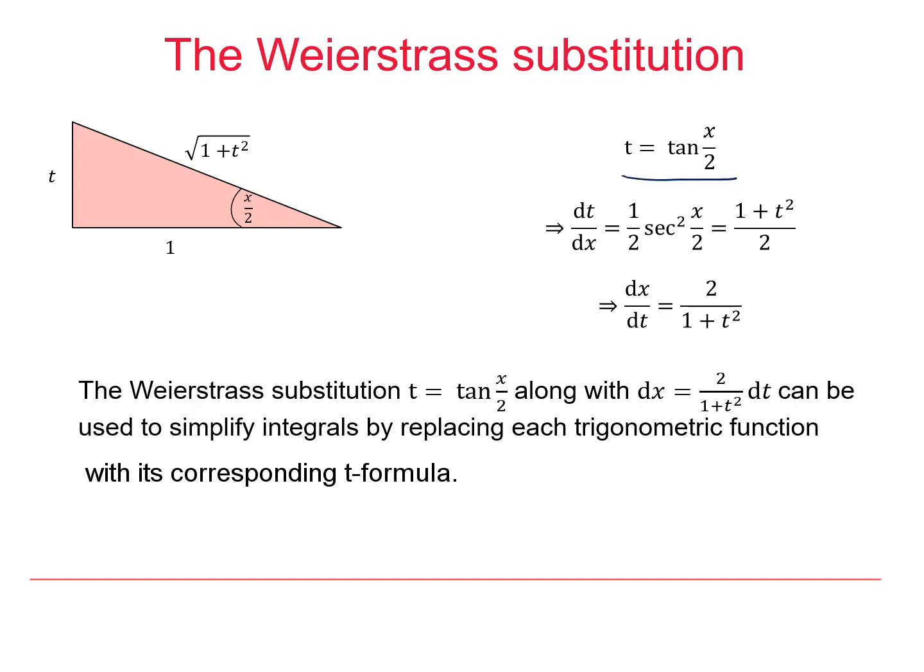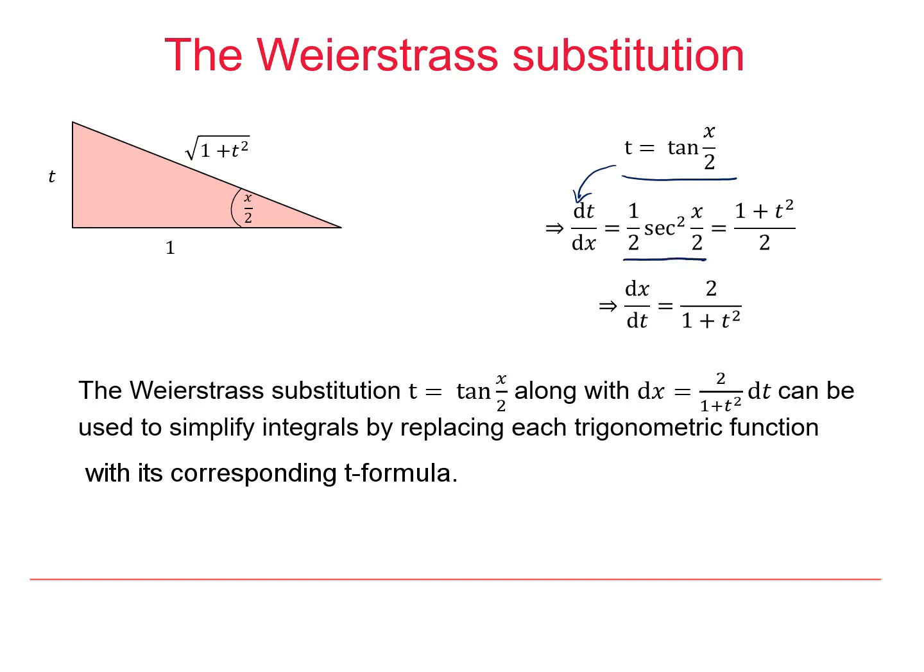over 2. So if we're transforming for integration, we need to work out a value for dx so that we can substitute a value of dt and some other function of t in to replace dx. So to get dx, we end up differentiating t with respect to x. So tan x is a half sec squared x over 2.